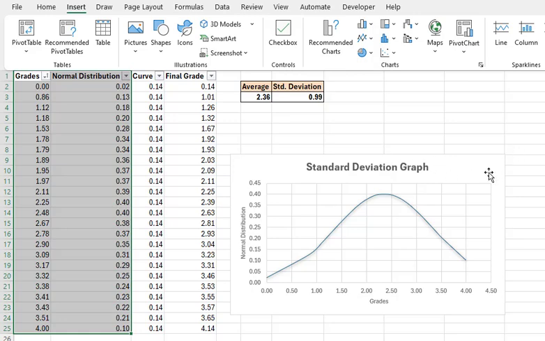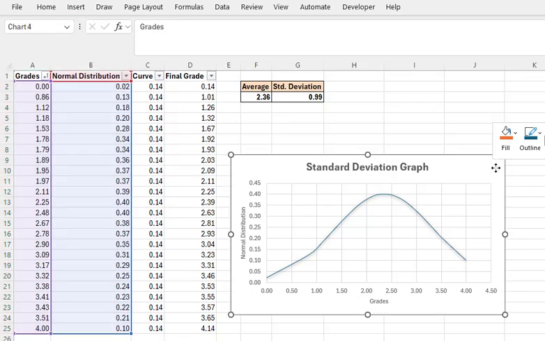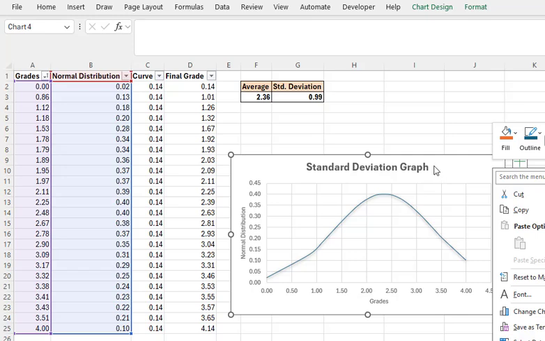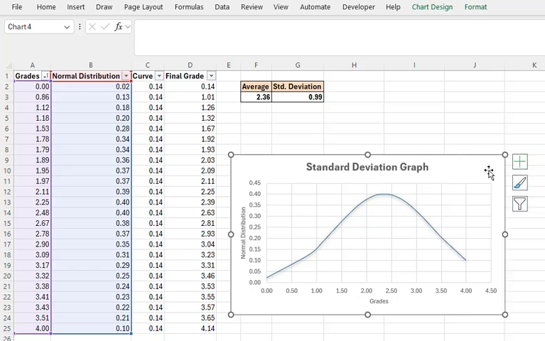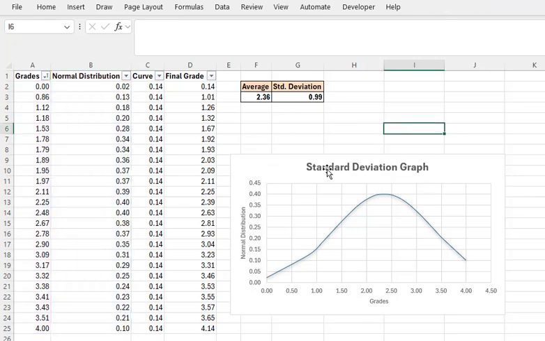Now this one just has a couple of nice things I've added to it. You can change this and change out the different things. You can add a legend to it and stuff just by clicking on it and selecting these things on the side. So that's the standard deviation graph. It shows the breakdown of the standard deviation. We already showed you how to get the standard deviation.